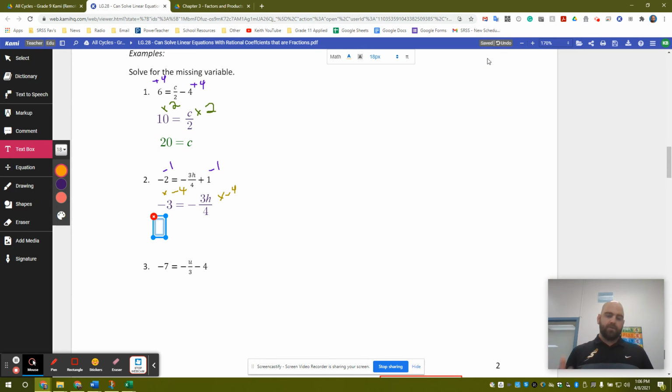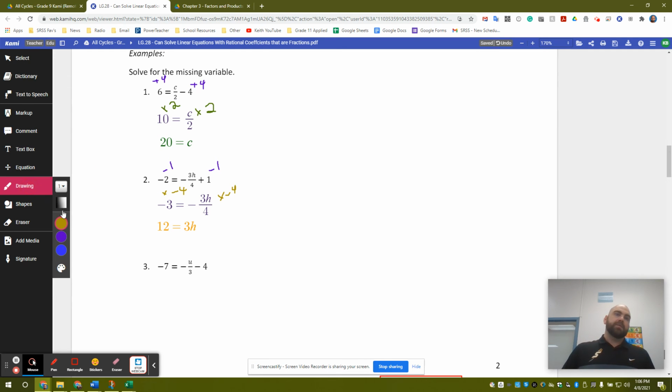So -3 multiplied by -4 is going to give us 12. Get rid of the negatives right away. And on this side, it got rid of the negative as well, so it's going to be 3h. Okay, so 12 is equal to 3h. Now notice I got rid of the negatives by multiplying both sides by a negative. Sometimes that can be really helpful. Sometimes it can be really nice.